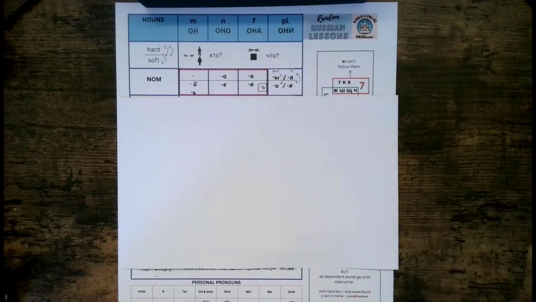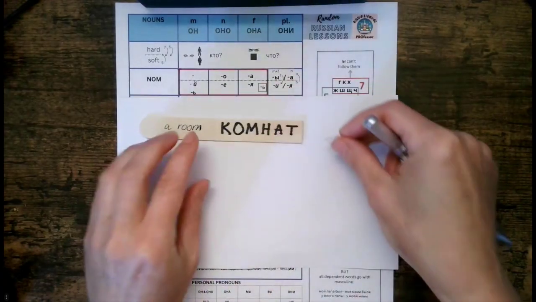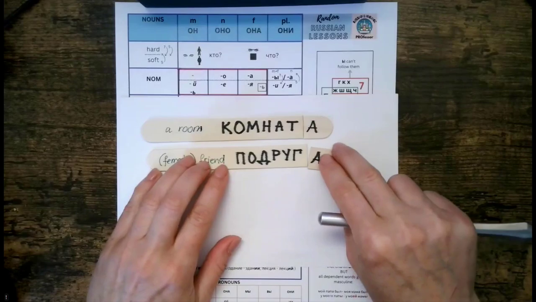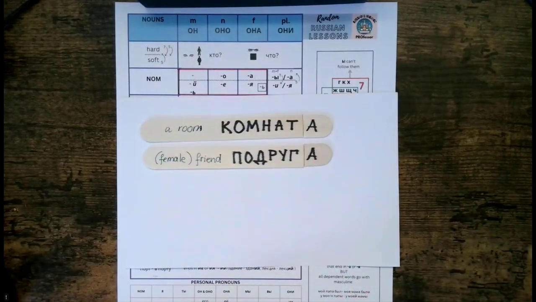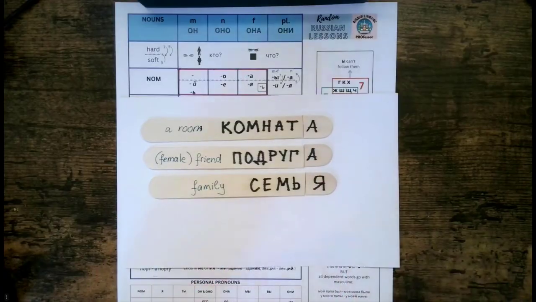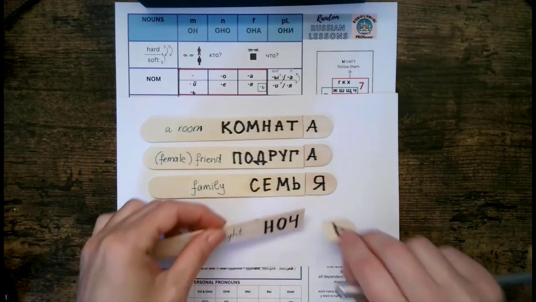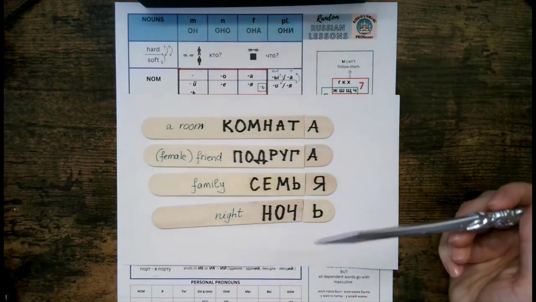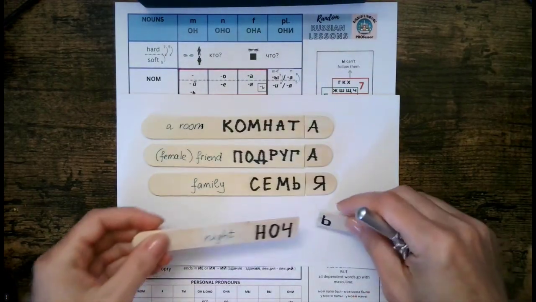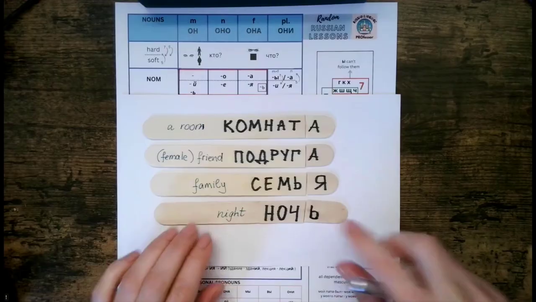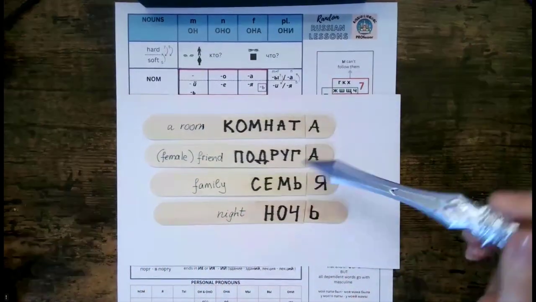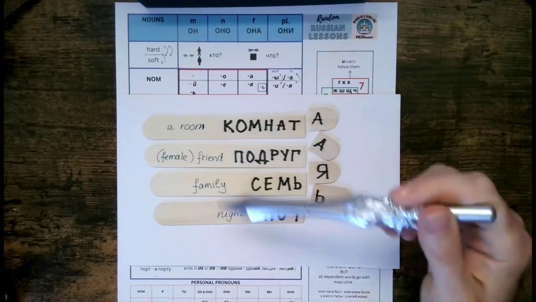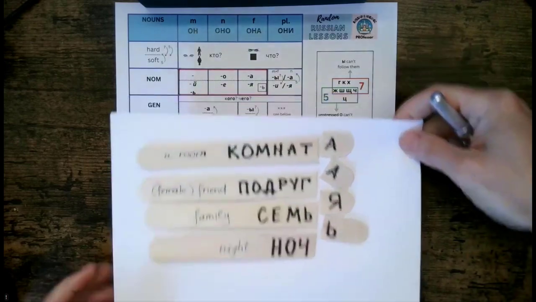Okay, our feminine words that we're gonna work with are the word комната, a room, the word подруга, a female friend, the word семья, family, and the word ночь, which means a night. And finally, the soft sign word in feminine, ночь. As you can see, they're all detachable in my prop, which means they will be replaced by the endings. Okay, let's start with the word комната.